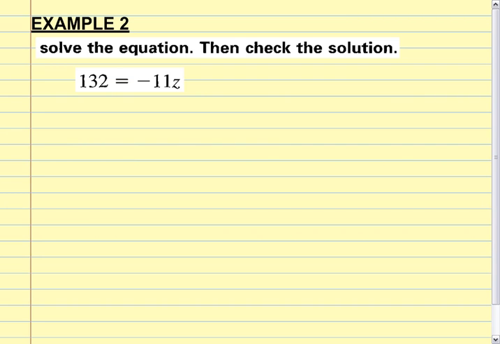No, here's the key. Here's the key. I want to divide by the thing I'm trying to get rid of. What am I trying to get rid of? Harry? No, I'm not trying to get rid of 132. Paris, what am I trying to get rid of? Exactly, because I want to get the variable by itself. And it's not by itself. Negative 11 is with it, so negative 11 is the thing I'm trying to get rid of.